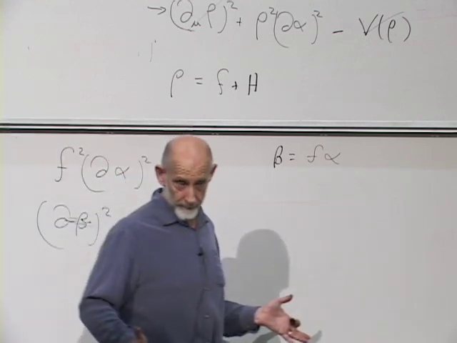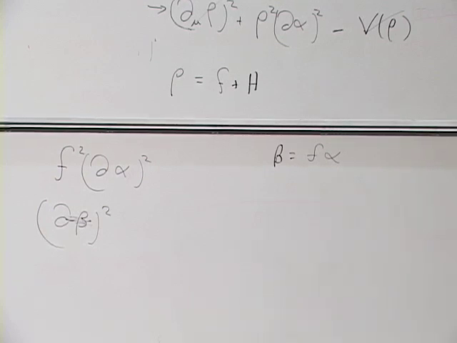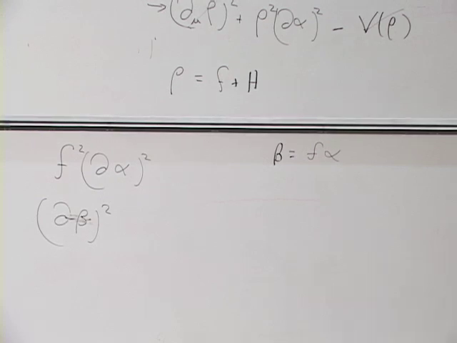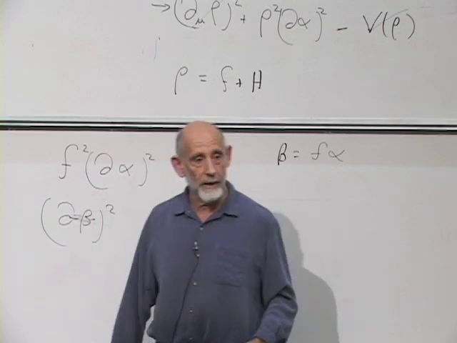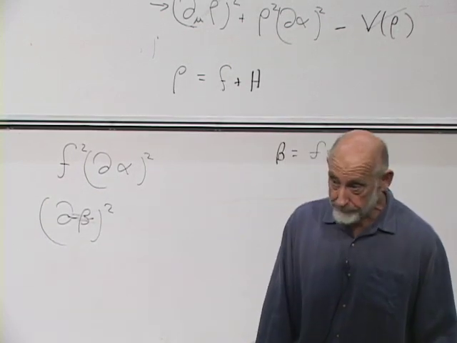No mass term, because it doesn't cost any energy to displace the field homogeneously everywhere. Right? No mass term, and so alpha or beta, depending on which you want to write, is a massless field. It is the Goldstone boson.